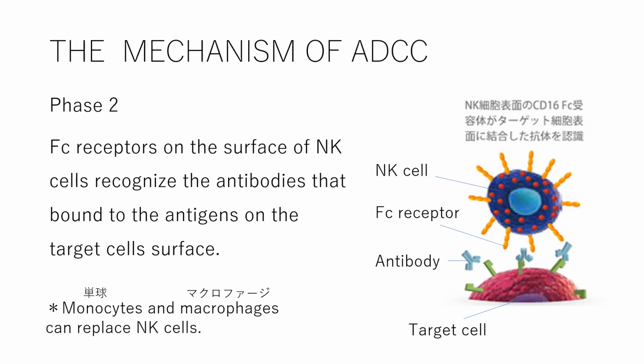Second, Fc receptors on the surface of NK cells recognize the antibodies that bound to the antigens on the target cell surface. In this case, NK cells can be replaced with effector cells such as monocytes and macrophages.